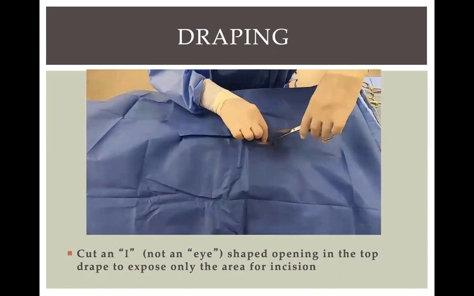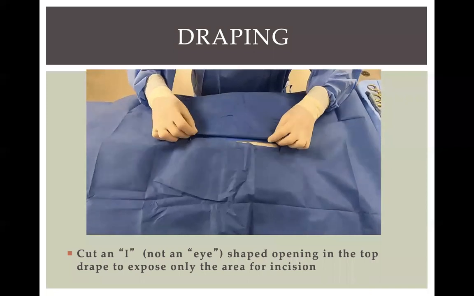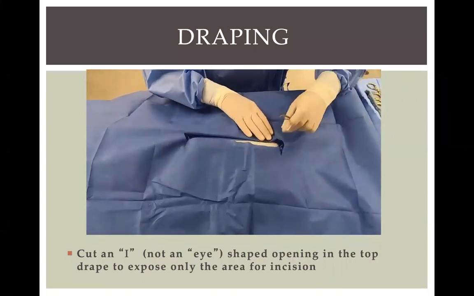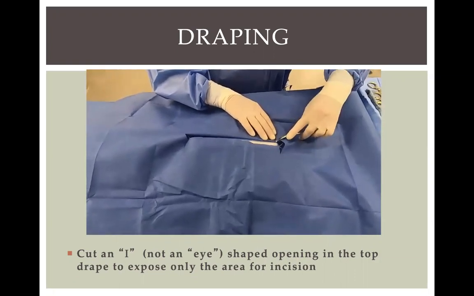Why do we do this? Okay, so you see I have those cuts, and now I'm going to fold the edge under and just take a clamp that I'm not going to be using in surgery, and I'm going to take a small bite and clip that top drape to one of the four corner drapes in the corner.